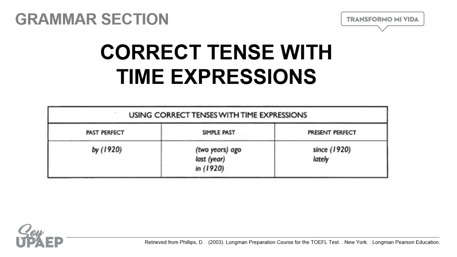Okay, here you have a chart that will help you. By and the year is for past perfect. Ago, last, in, for example, 2 years ago, last year, in 1920, that is simple past. Since 1920, lately is for present perfect. Okay?